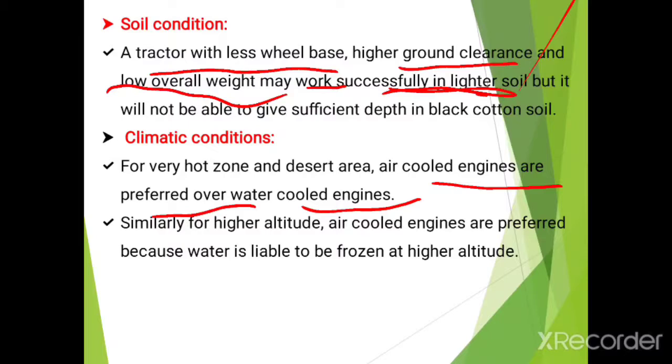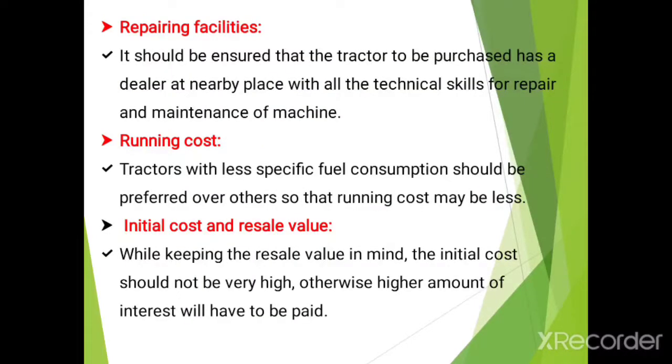Now the next criterion is the repairing facilities. It should be ensured that the tractor to be purchased has a dealer at a nearby place with the technical skills for repair and maintenance of the machine. So the dealer should be near to your place. Then next is running cost. A tractor with less specific fuel consumption should be preferred over the others so that running cost may be less.